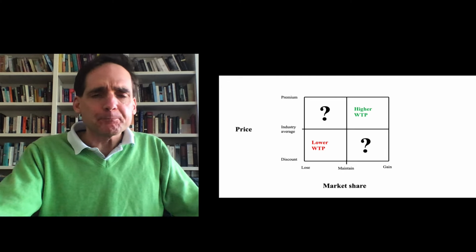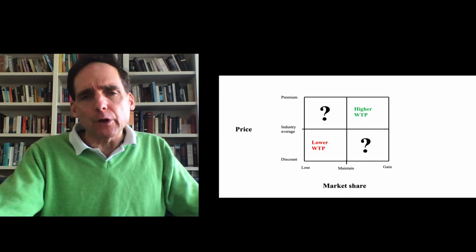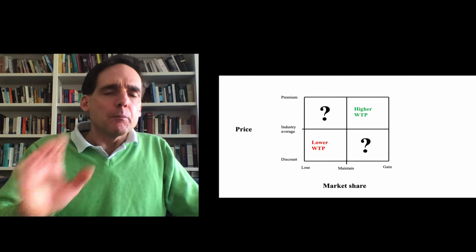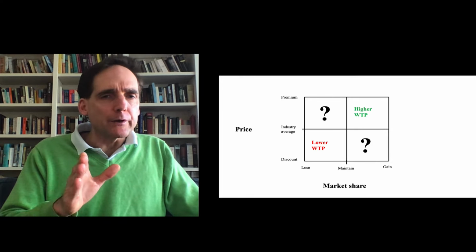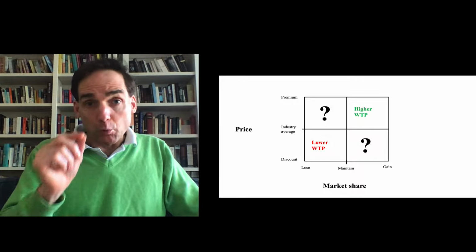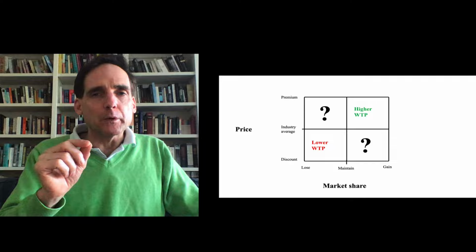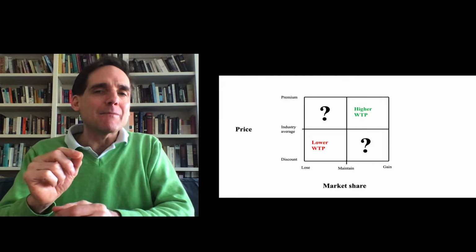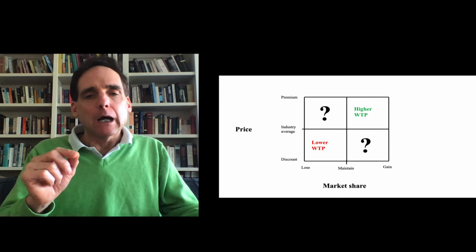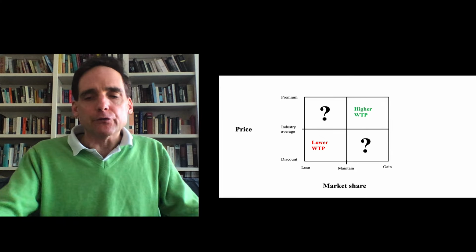So again, in this quadrant, we really don't know whether a company has a willingness to pay advantage or not. So the punchline here is, when you're thinking about willingness to pay, we don't observe it directly. Price provides an important clue to what's happening with willingness to pay, but you have to consider it at minimum. In addition to price, you have to consider what's happening with the company's market share.